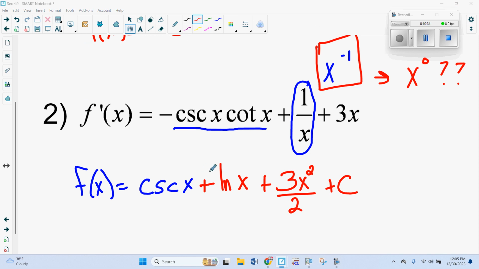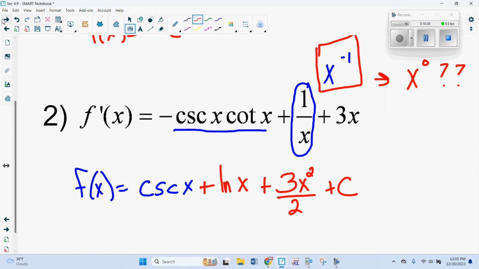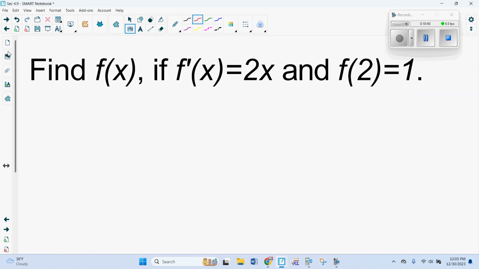So we have to add the plus c if it is just find all antiderivatives. But let's say we have this: find f of x if f prime is 2x and f of 2 is 1. So now we're not finding all antiderivatives, we're finding a very specific antiderivative.